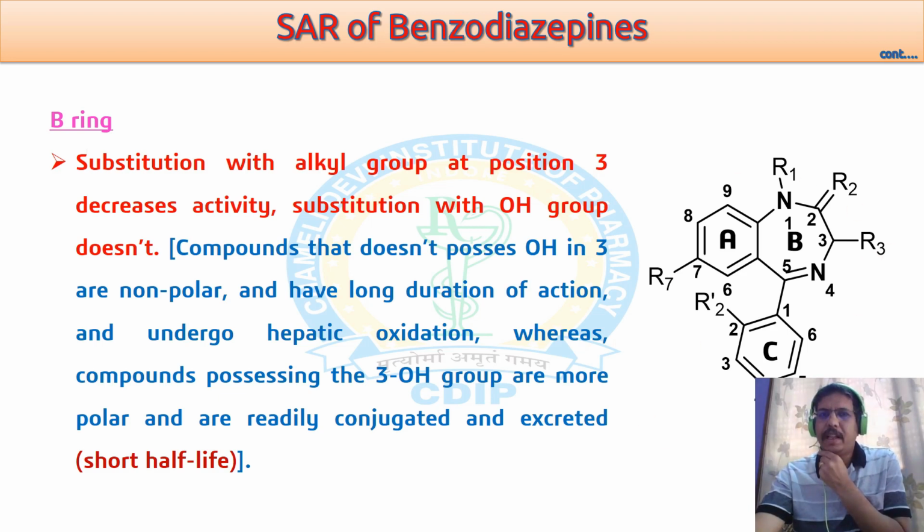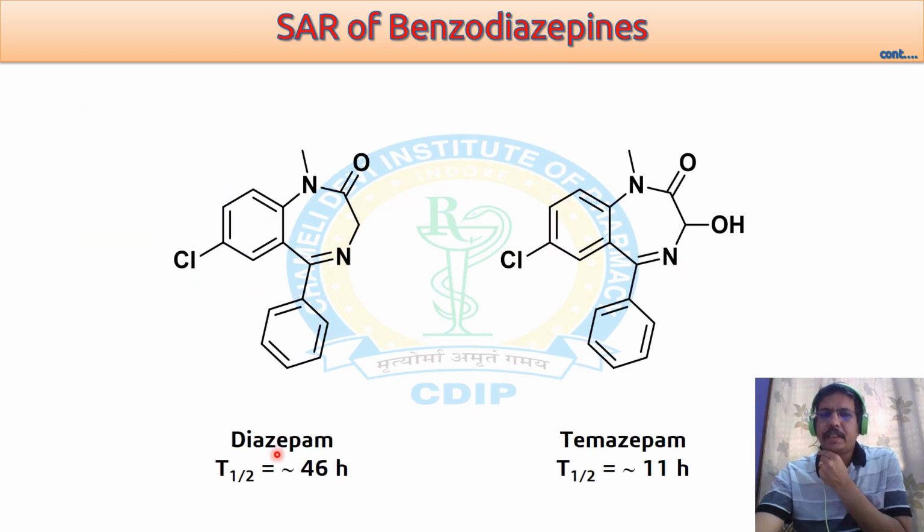The example of these substitutions: this is diazepam and this is temazepam. Diazepam has a half-life of 46 hours and temazepam has a half-life of 11 hours. The only difference is that here it is unsubstituted and here it has a hydroxy group on the 3 position, and due to that it can easily undergo glucuronic acid conjugation, and that's why it has a shorter half-life as compared to diazepam.